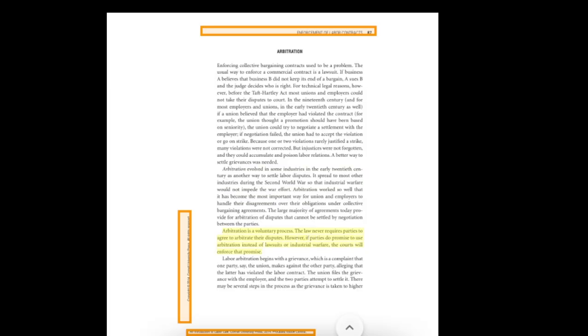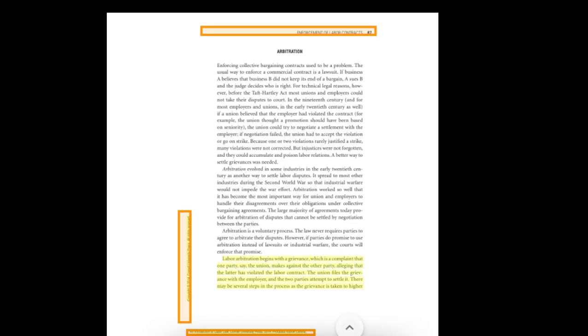Arbitration is a voluntary process. The law never requires parties to agree to arbitrate their disputes. However, if parties do promise to use arbitration instead of lawsuits or industrial warfare, the courts will enforce that promise. Labor arbitration begins with a grievance, which is a complaint that one party, say, the union, makes against the other party, alleging that the latter has violated the labor contract.